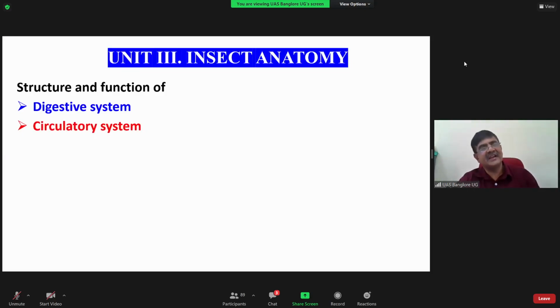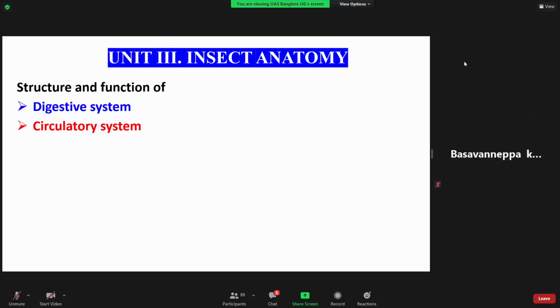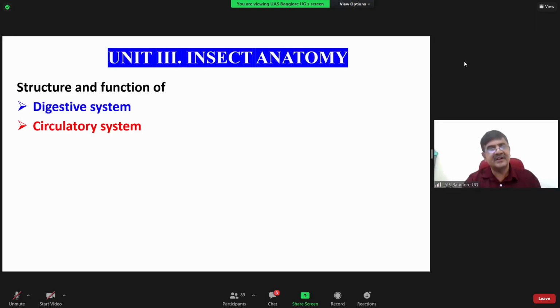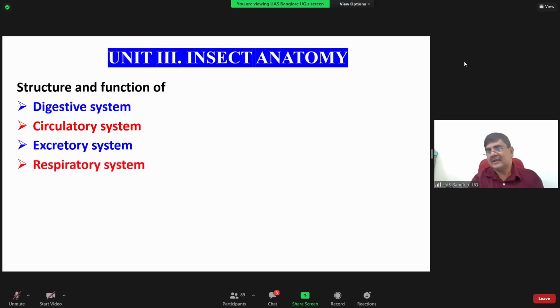Secondly, we'll be studying the circulatory system, that is how blood circulation takes place in the insect body. So next we'll be studying the excretory system of insects. Then we'll be studying the respiratory system in insects. So how the insects respire, that is both on the land as well as in the aquatic ecosystems.